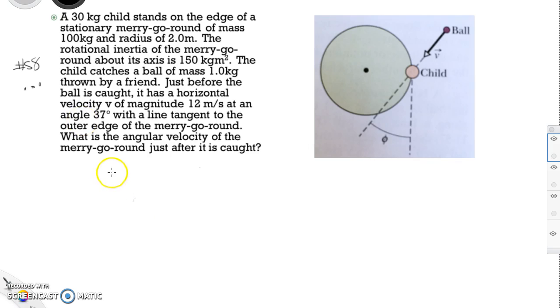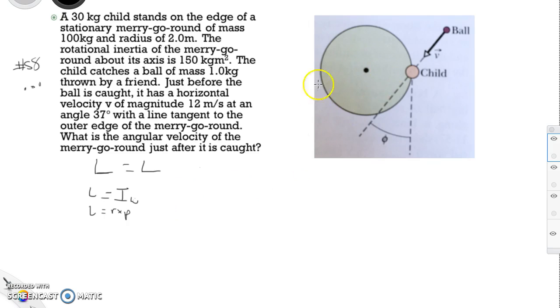So the goal here is to use conservation of angular momentum to figure out how fast something is going after a collision. I omega could be one way we calculate it, r cross p is the other way. In this case we have this disc, this merry-go-round with a child on it. The child's going to catch a ball. So let's calculate angular momentums before.